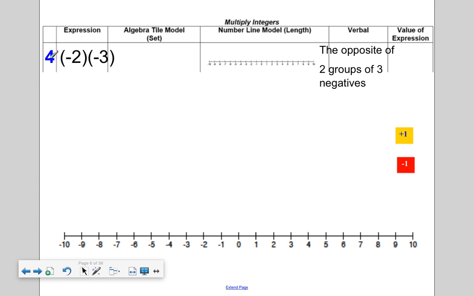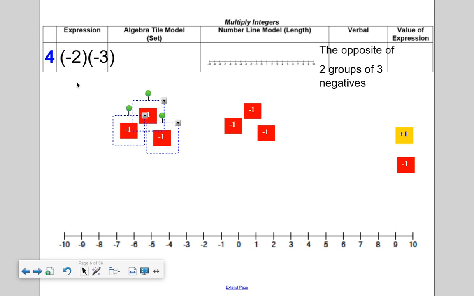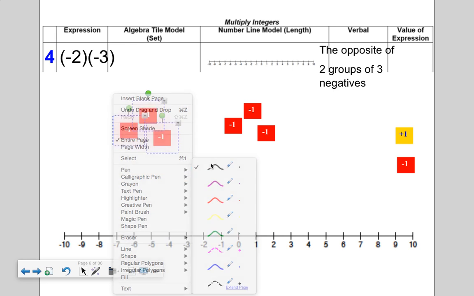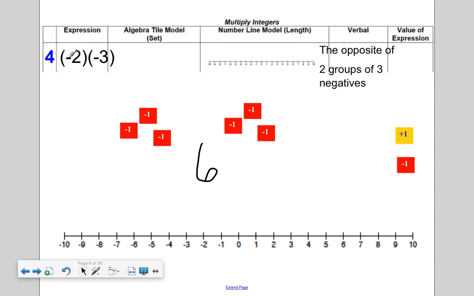And last but not least, -2 times -3. It's saying what's the opposite of 2 groups of -3? So here is our first group of -3. Here is our second group of -3. So 2 groups of -3 is -6. The opposite of that is 6. The way I see it is, what's the opposite of a negative? Positive. So 2 times 3 is +6.